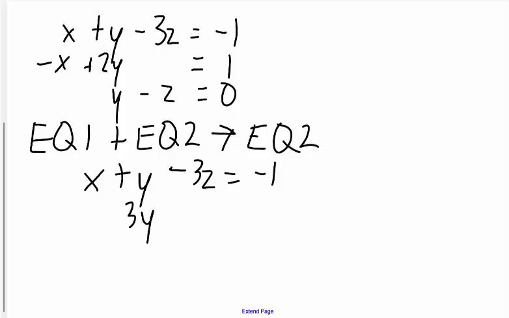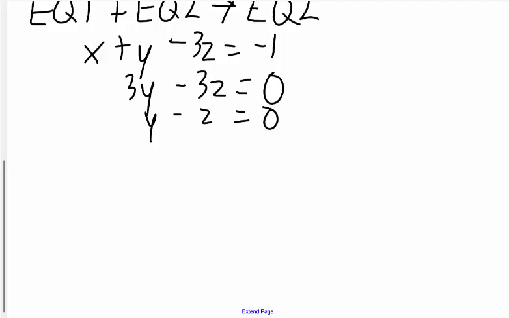Negative 3z and nothing becomes negative 3z. And negative 1 and 1 becomes 0. So now we have y minus z is equal to 0. Again, some of you may see where this is headed. But let's just keep going.